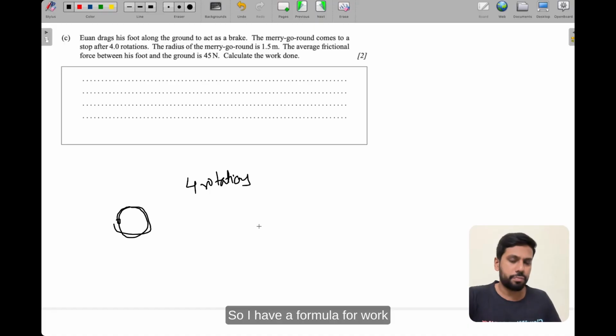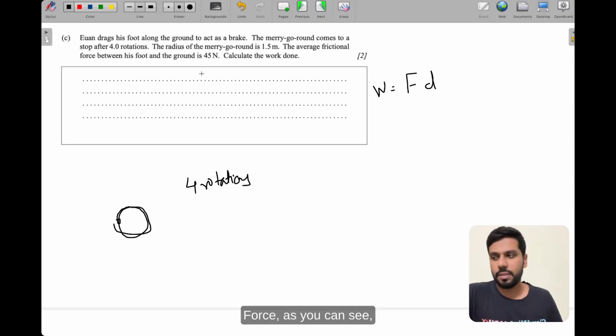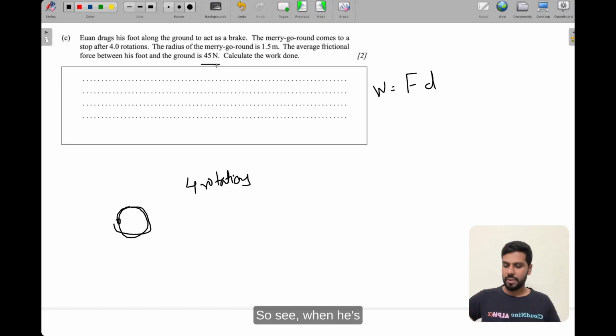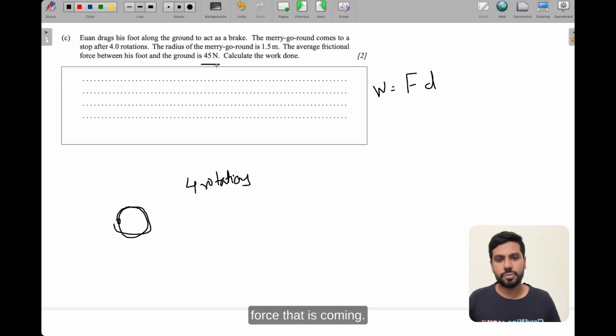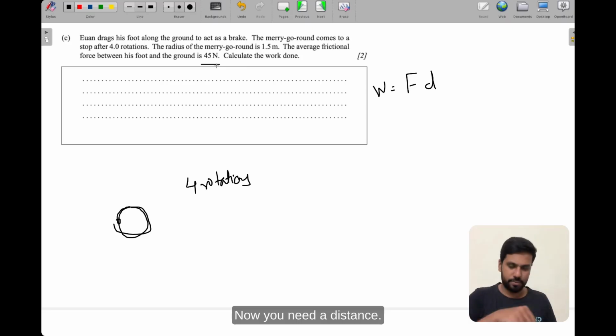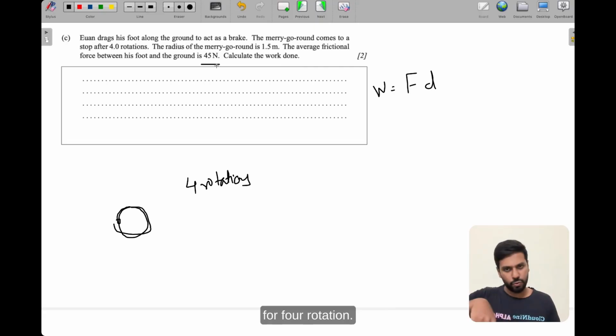I have a formula for work done, which says that work done is force into displacement. Force, as you can see, is already given to me as 45 Newton, which is a frictional force. When he is keeping his leg on the ground, there's a friction force coming. Now you need a distance. So how much distance has the friction gone through for 4 rotations?